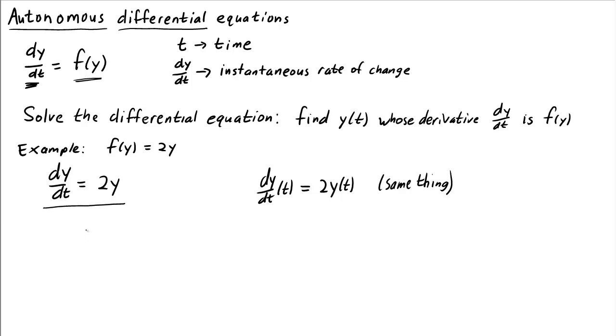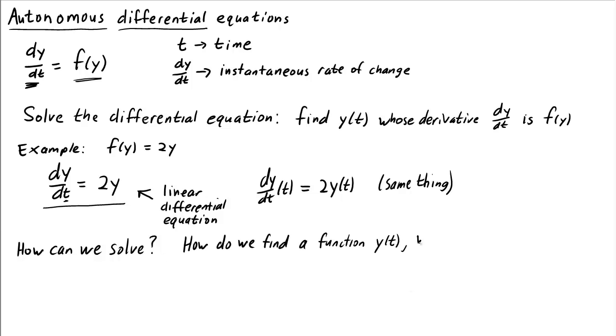You just have to remember that y in this context is a function of t because we're taking the derivative dy dt. This t right here is the only indication we're talking about a function of t if we write the differential equation in this form. This equation is a linear differential equation, one of the simplest types. How can we solve this equation? That is, how do we find a function y of t that, if we differentiate, we get the function y of t back only multiplied by 2?